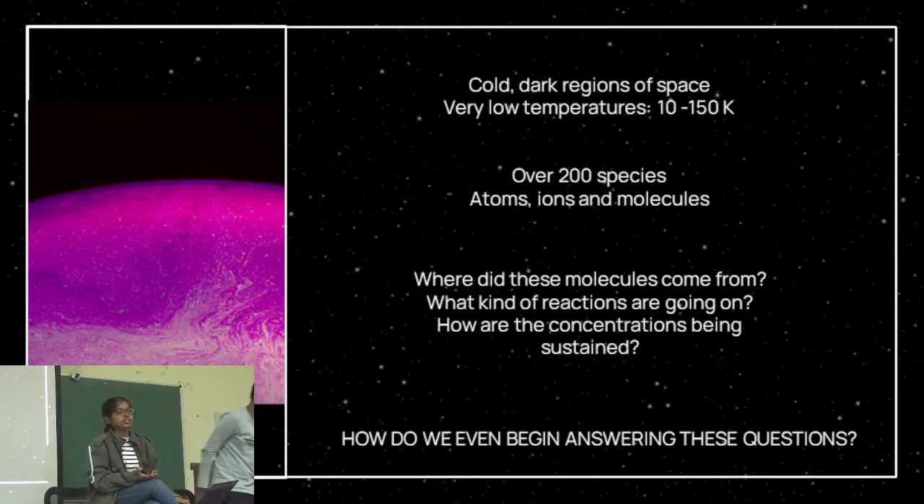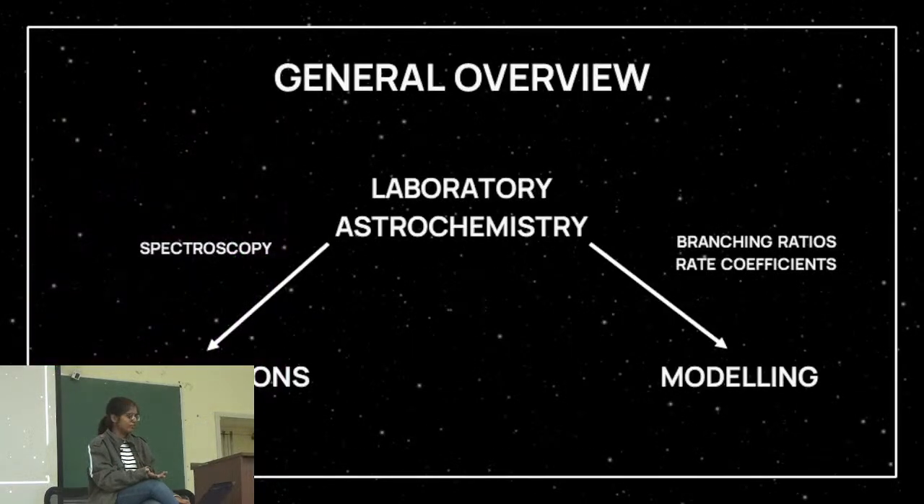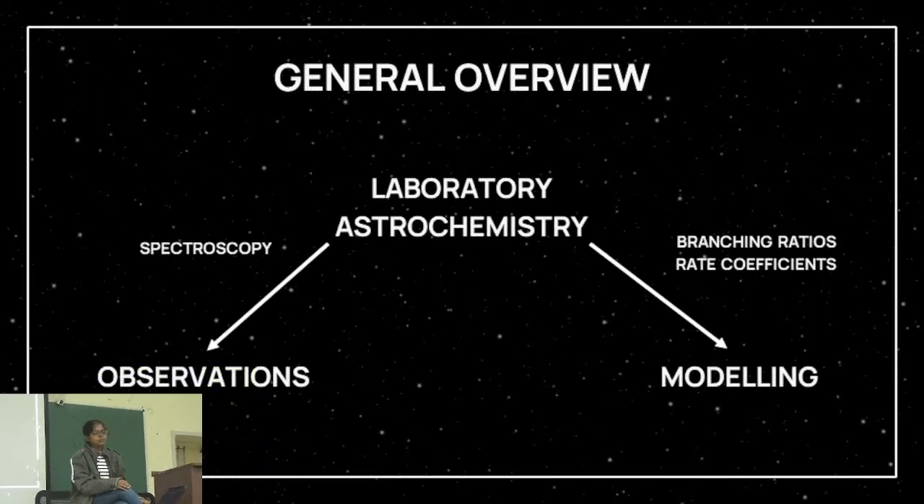Okay, so the answers have really led to this interdisciplinary field of astrochemistry. Astrochemistry has three parts to it: observations, laboratory astrochemistry, and modeling.